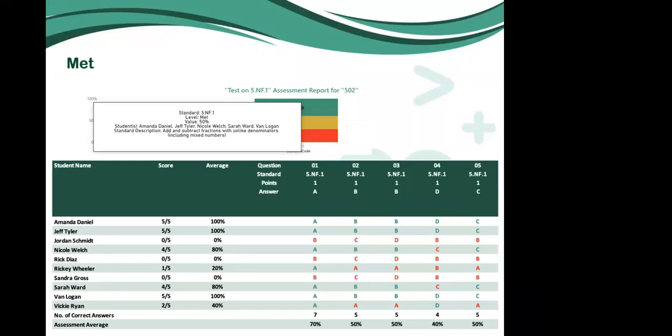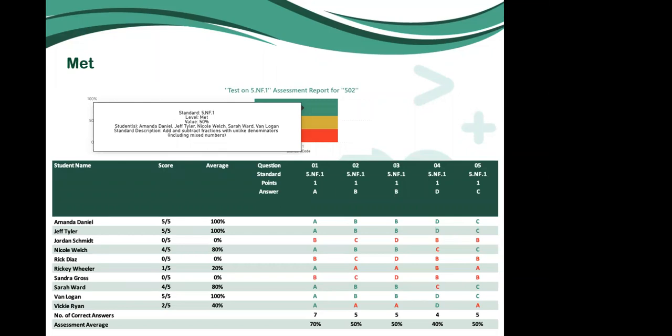And just preliminarily, I can look at this and at the top of the screen, you see this stacked bar that is color coded. So the green at the top means these are students who have met the standard. They have a good understanding of what that standard is. The yellow in the middle is telling me that these are students that are approaching understanding of the standard.